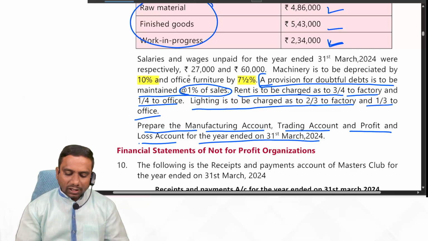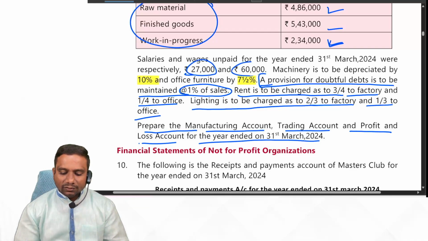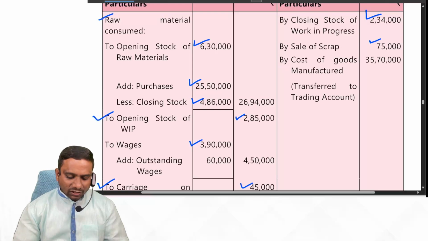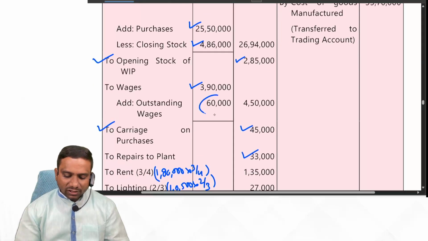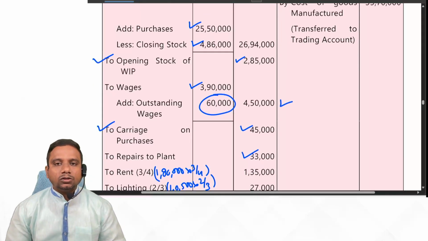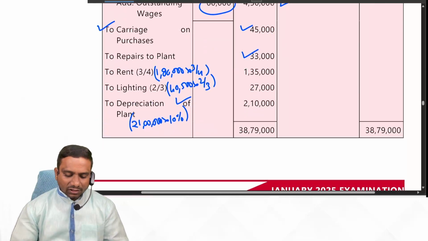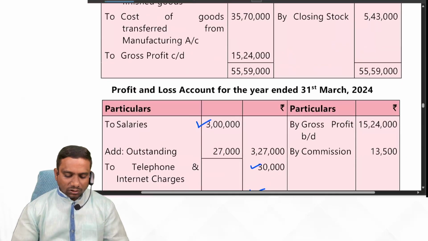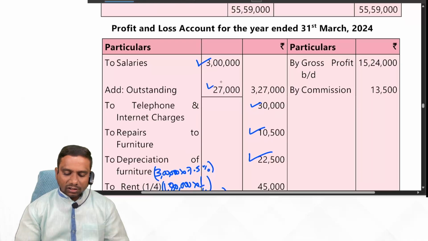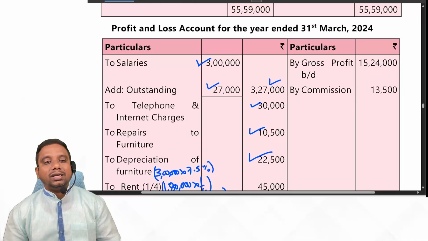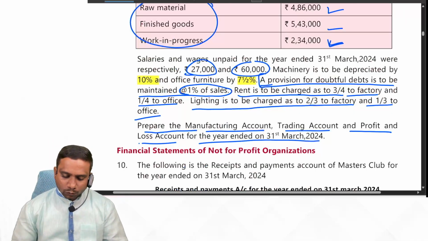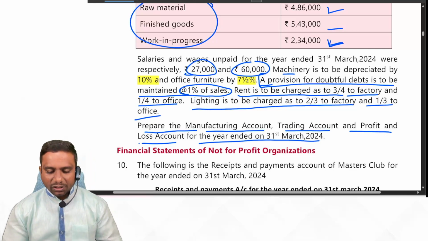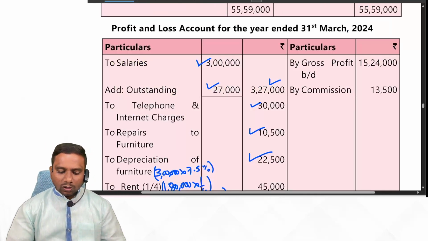Next, salaries and wages unpaid for the year ended. Here outstanding salary is 27,000 and outstanding wages 60,000. The outstanding wages are added to the already paid wages, then total wages become 4,50,000. At the same time, outstanding salaries are added in the P&L account. Machinery depreciation completed, provision completed, rent completed, lighting completed. That's it, students.